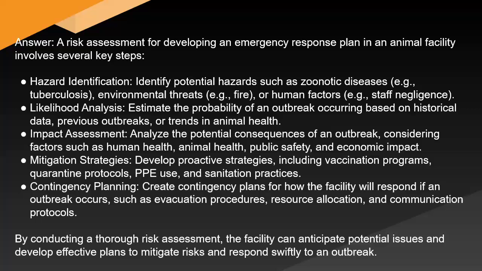health. Impact assessment. Analyze the potential consequences of an outbreak, considering factors such as human health, animal health, public safety, and economic impact. Mitigation strategies. Develop proactive strategies including vaccination programs, quarantine protocols, PPE use, and sanitation practices. Contingency planning. Create contingency plans for how the facility will respond if an outbreak occurs, such as evacuation procedures, resource allocation, and communication protocols. By conducting a thorough risk assessment, the facility can anticipate potential issues and develop effective plans to mitigate risks and respond swiftly to an outbreak.